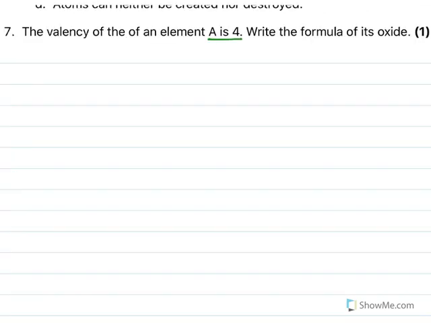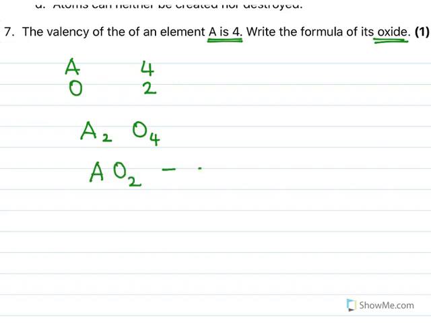Valency of an element A is 4. Write the formula of its oxide. So valency is 4, oxygen valency is 2, you crisscross, becomes A2O4, you take 2 common out, become AO2. This will be its oxide.